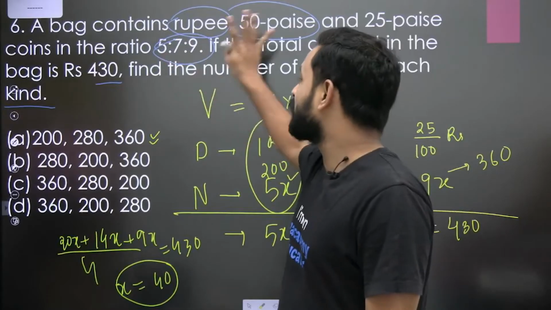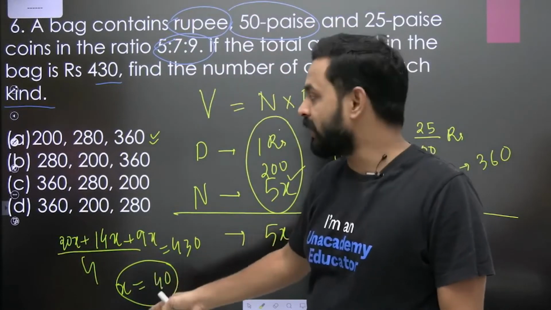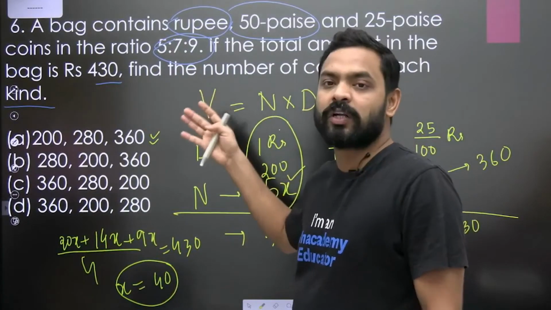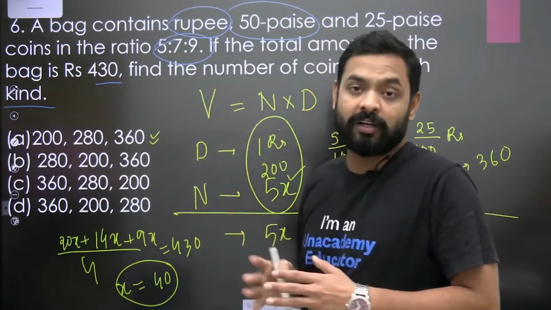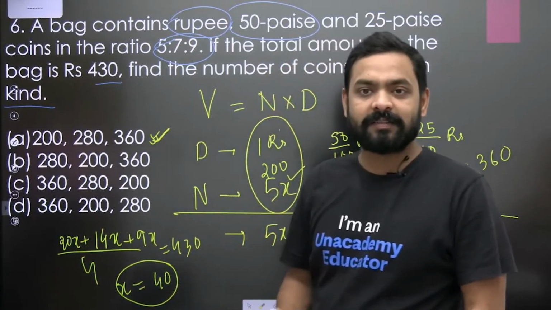5:7:9, right? 5:7:9. That's the ratio of 1 rupee, 50 paise and 25 paise coins. Look at the options, guys. Look at the option 5:7:9. Which of the following contains a ratio of 5:7:9? Only the first option. That's the answer, right?